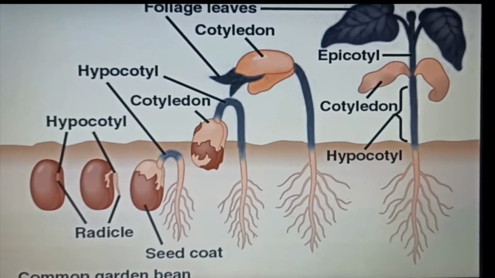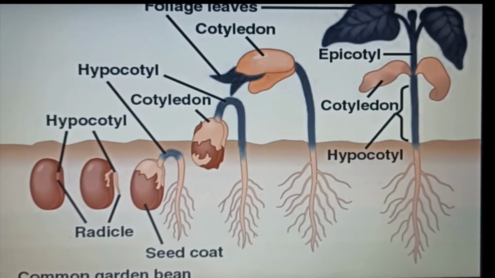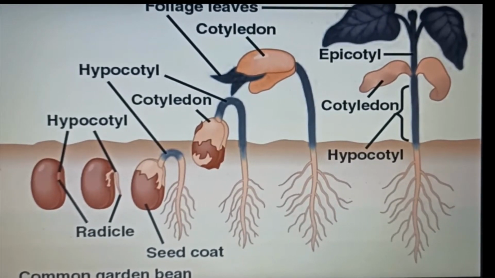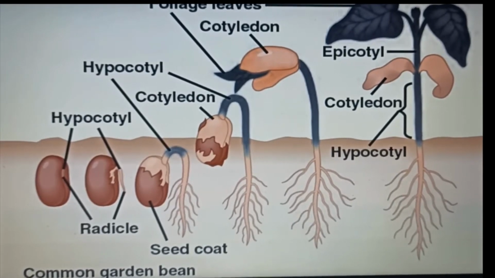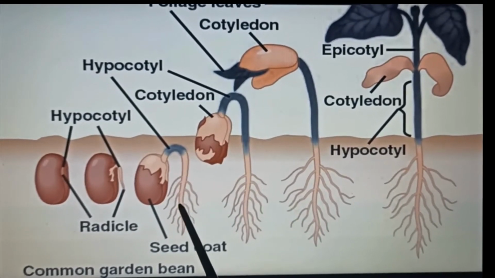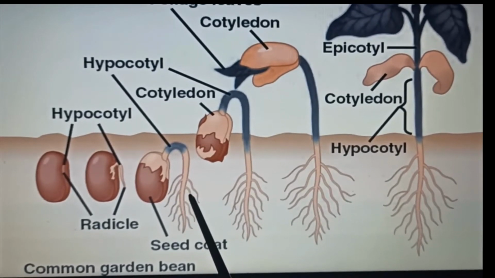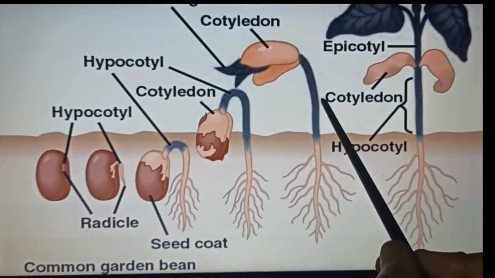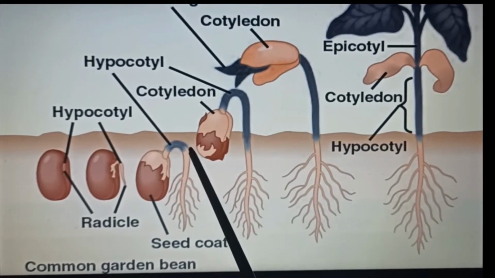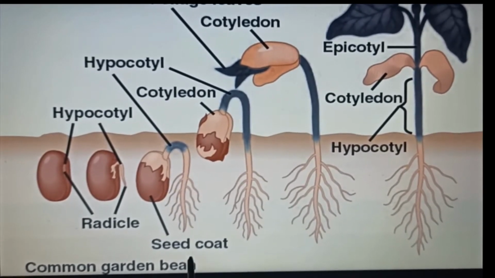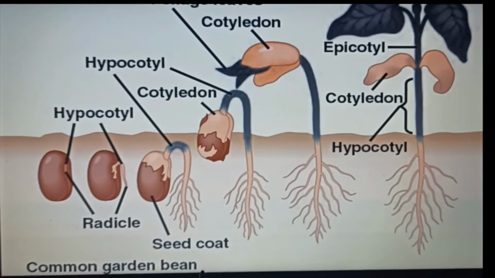After 2 days, you will see the radicle lengthens and forces out through the seed coat in the region of the micropyle. The radicle grows downward and develops the root system, while the plumule grows upward and develops the shoot system. Here the type of germination in bean seed is epigeal germination.